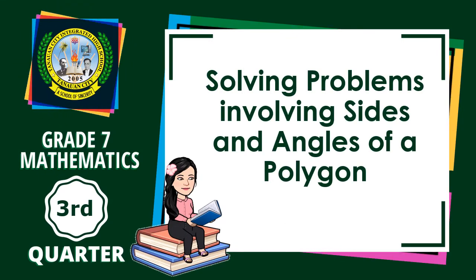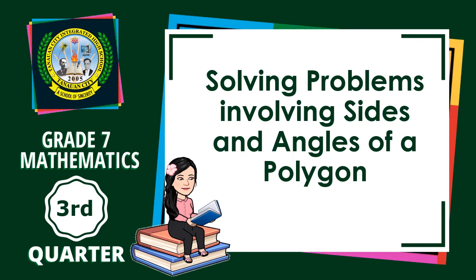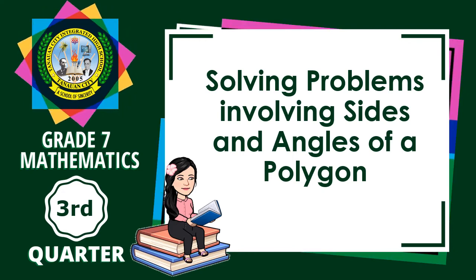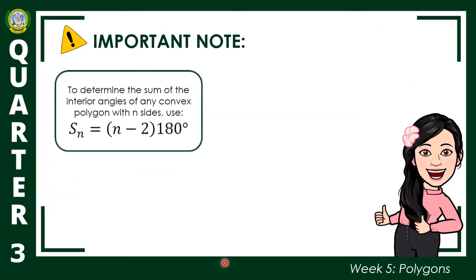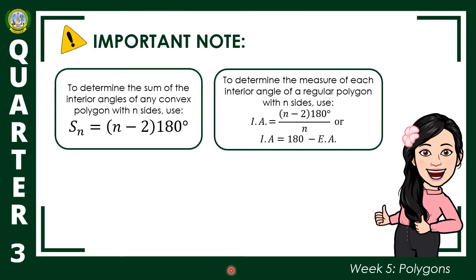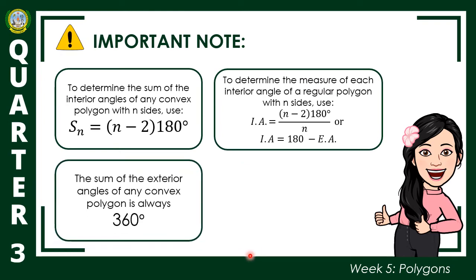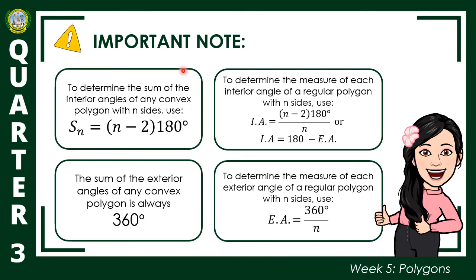So let us now solve other problems involving the sides and the angles of a polygon. So ito po yung mga formula na posible nating gamitin in problem solving involving the angles of a polygon. First is, ito po yung una nating inaral, yung sum ng interior angles of any convex polygon with n sides. Okay, that is sum equals (n minus 2) times 180 degrees. Again, uunahin po muna yung nasa loob ng parenthesis bago i-multiply sa 180.